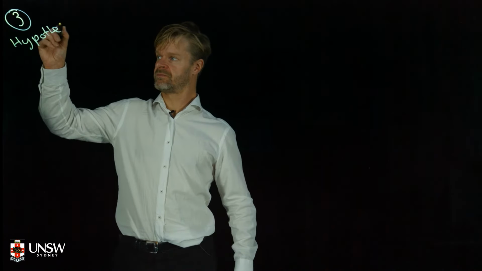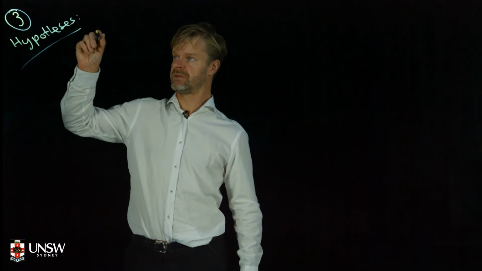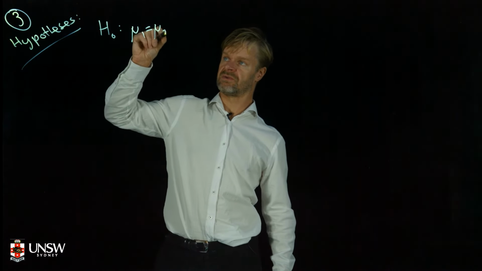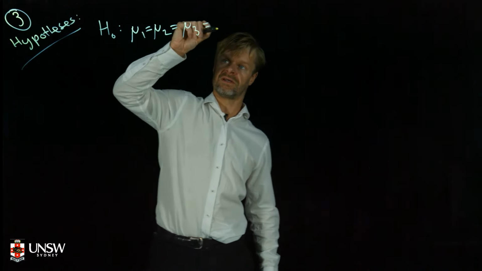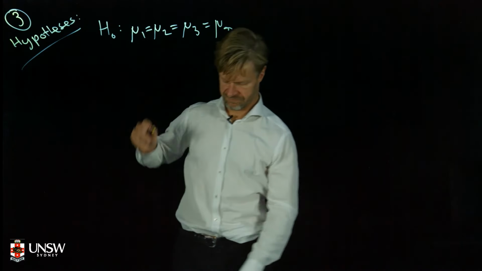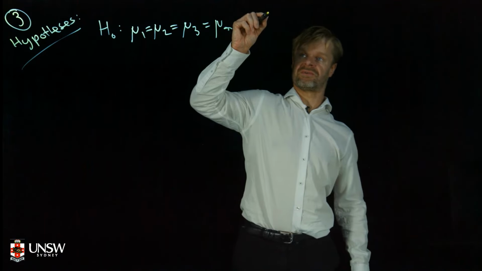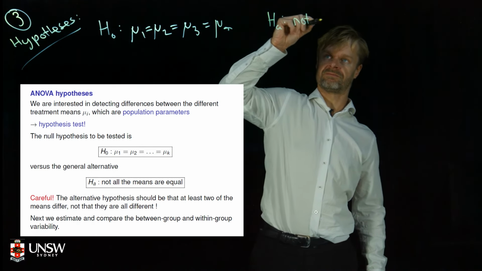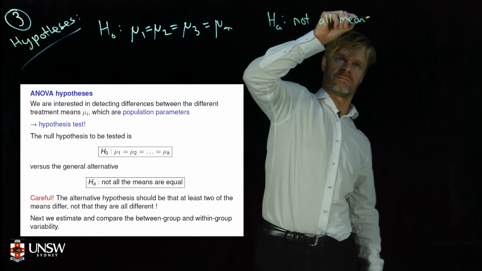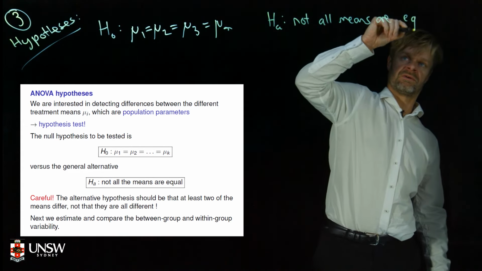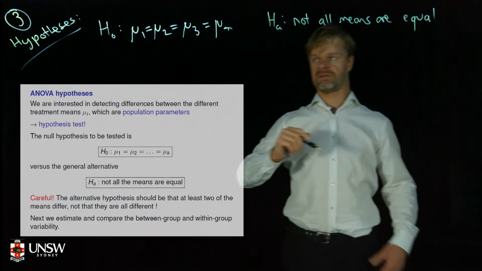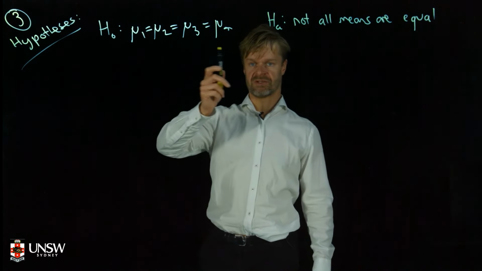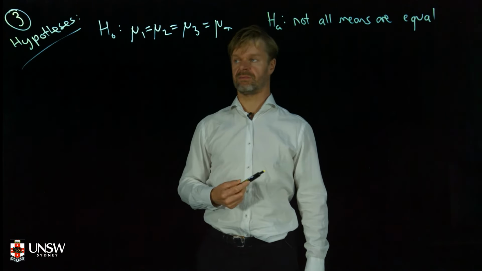First step, hypotheses. Our null hypothesis is that mu1 equals mu2 equals mu3 equals mu4. Our alternative hypothesis is that not all means are equal. Maybe some of them are equal, but some of them aren't. Or maybe they're all different, I don't know. But the point is that that null statement is untrue, is our alternative hypothesis.